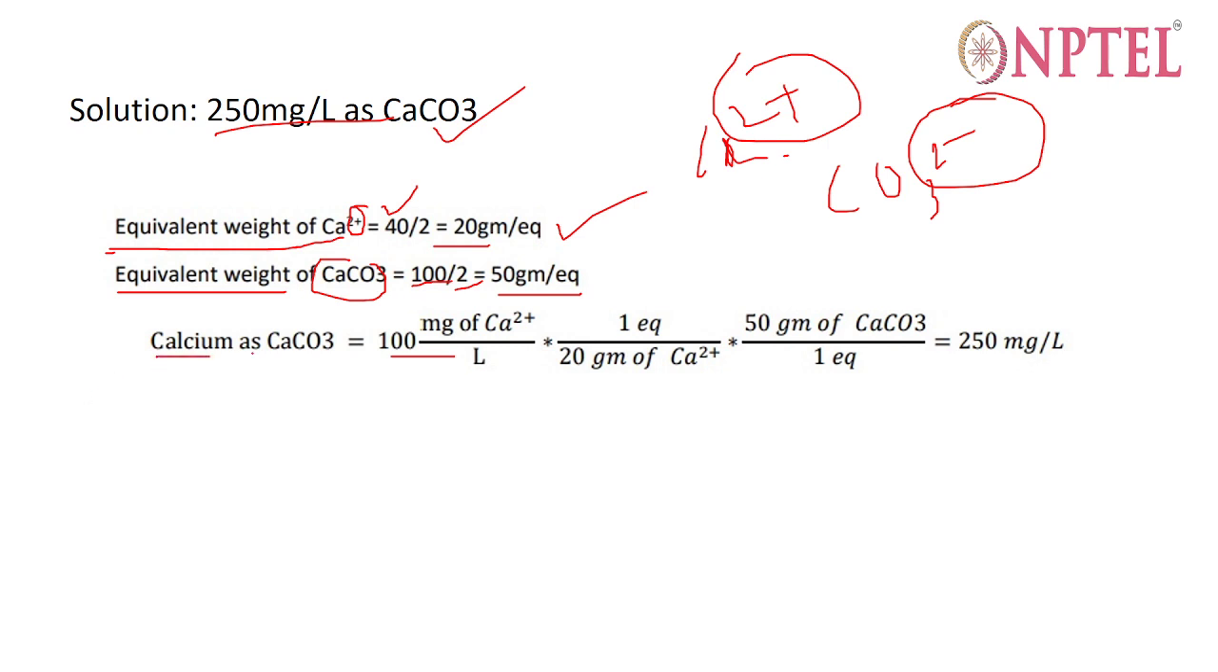And we have to convert it to calcium as CaCO3. How will we convert this? One equivalence, which is nothing but 20 gram per equivalence, is nothing but one equivalence divided by 20 gram of Ca2+, right? And we are multiplying with 50 gram of CaCO3 per one equivalence, this one, right? So we are converting everything into equivalent weight.